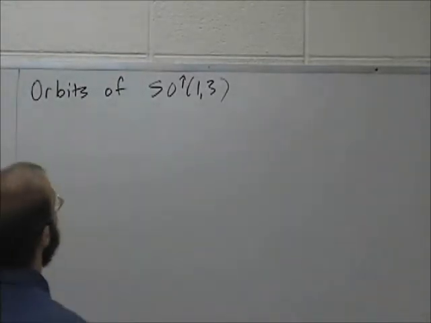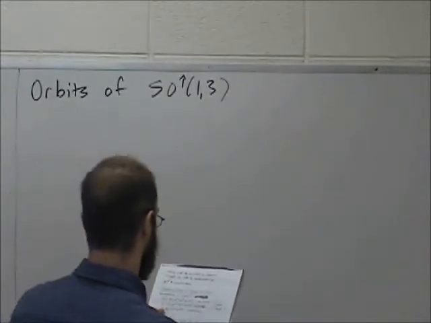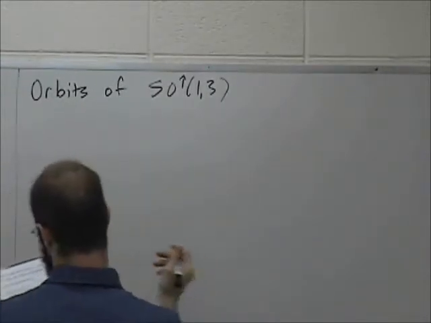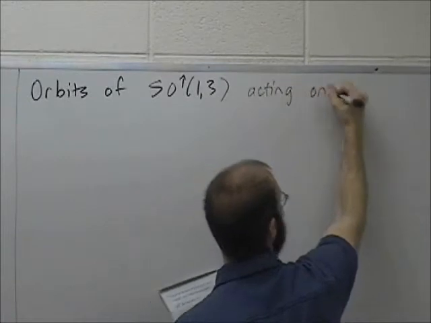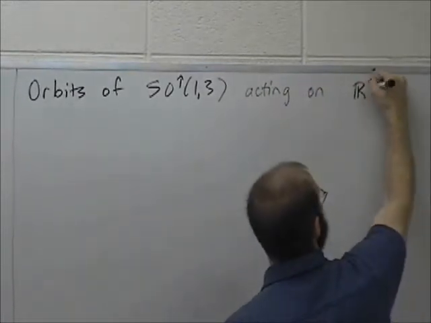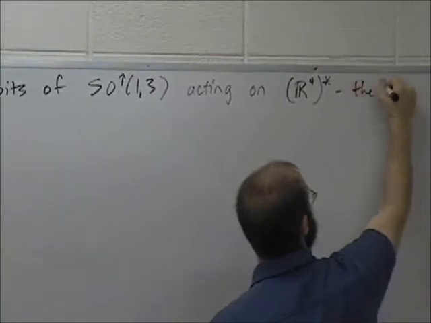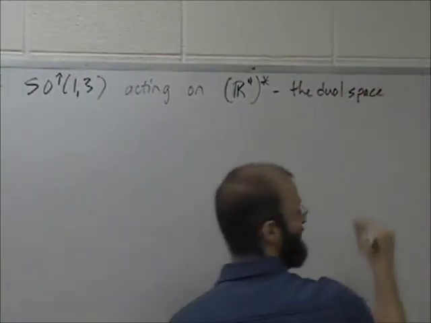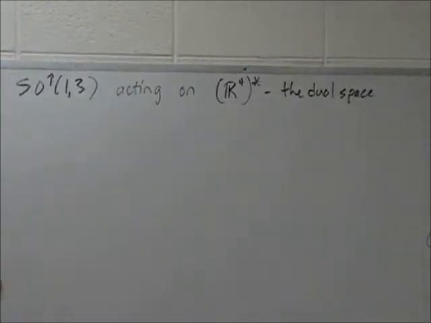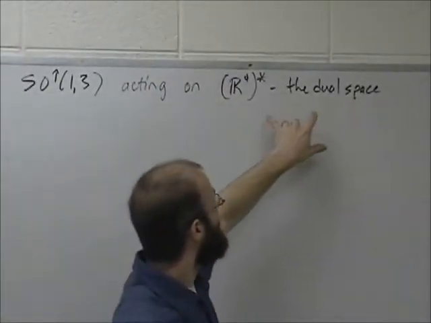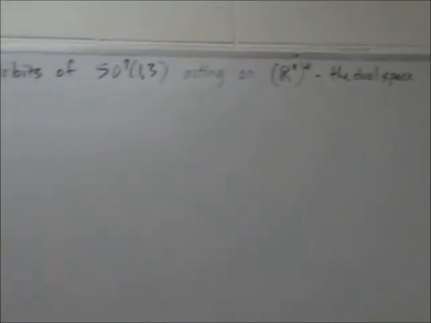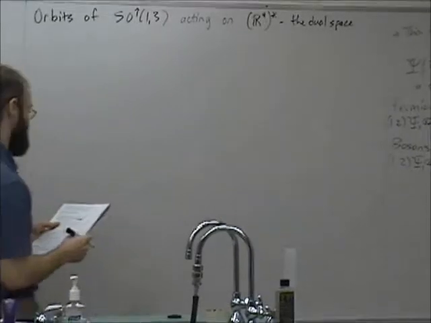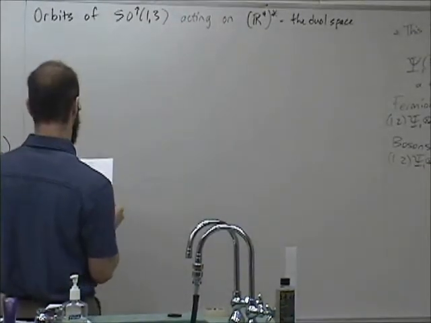Sometimes there are these symmetries encoded in your physics, and this is how you find them, through representation theory. But we'll look at just the orbits of SO3 acting on not R4, but R4 star, the dual space. Physics-wise, we're going to apply this to the momentum space, not the coordinate space. And mathematically, this is called a contragradient representation. We can talk about all these things if we have time before the end of the semester.